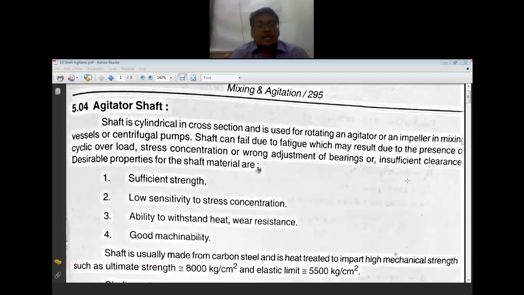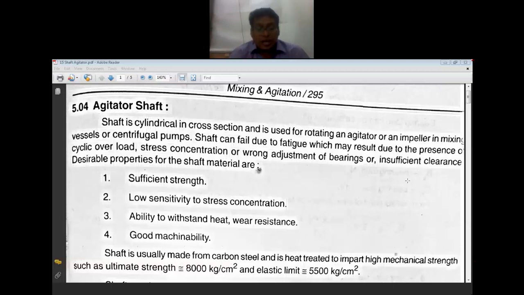Then next is the desired property of low sensitivity to stress concentration. Third, the ability to withstand heat, that is temperature, and wear resistance. Not only that, corrosion resistance should also be there. Then it should be easily machinable. Machinability characteristics should be associated with the selected metal.